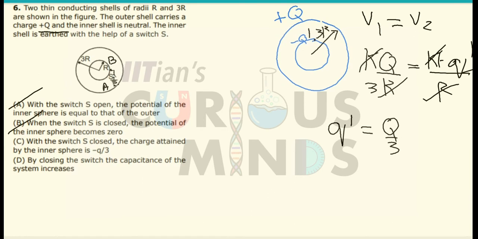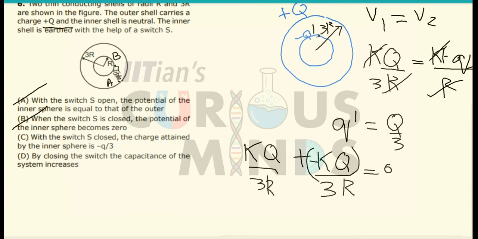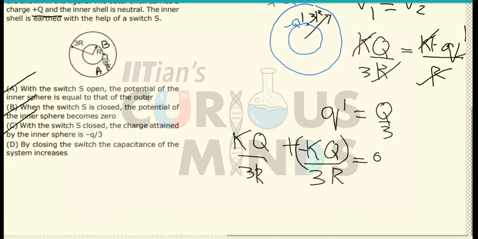I can derive it using the same formula. For the inner shell, the outer charge gives KQ divided by 3R and the inner part gives K Q dash divided by R, that is minus KQ divided by 3R, which will become 0. When the switch S is closed, the charge attained by the inner sphere is equal to minus Q by 3, which is also correct, as I have derived already.